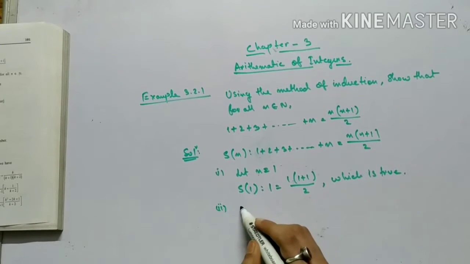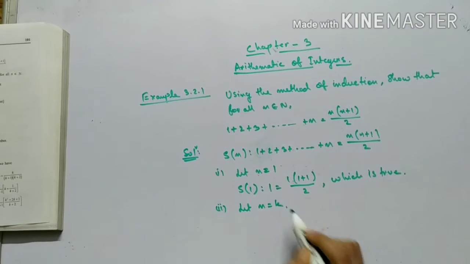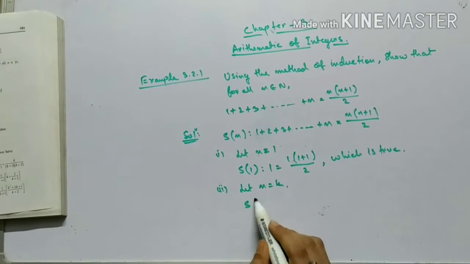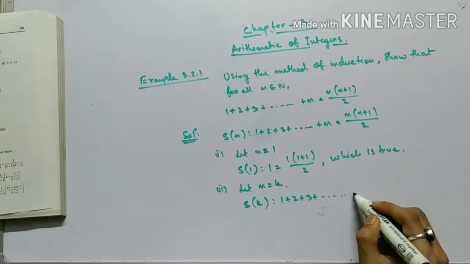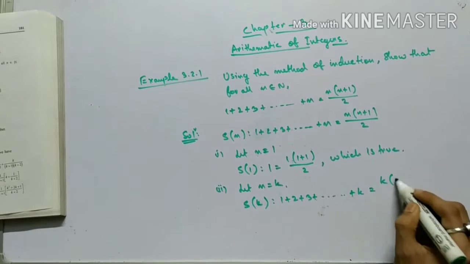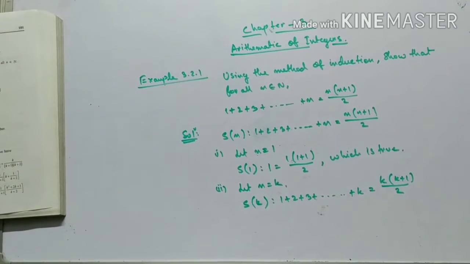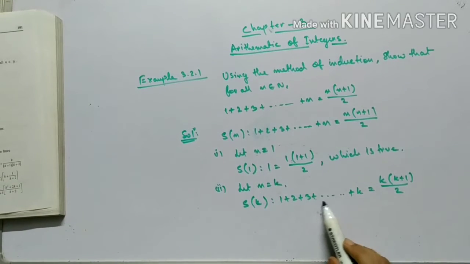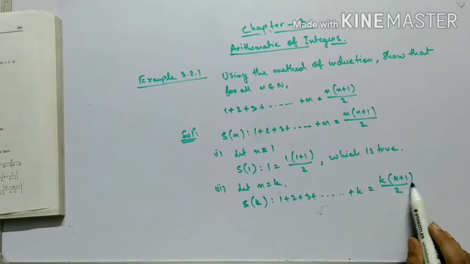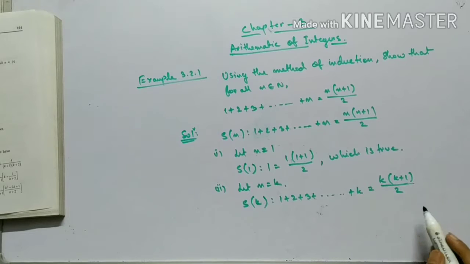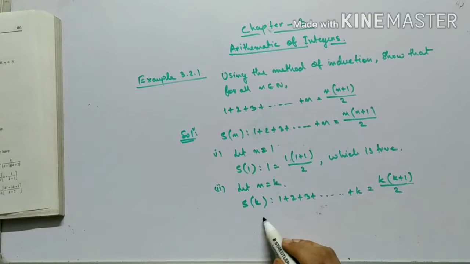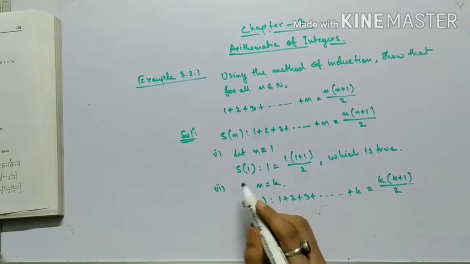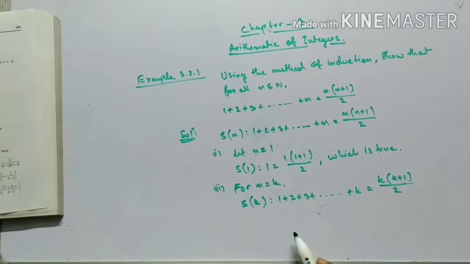Now I will take n value k. Okay, let n is equal to k. So Sk such that 1 plus 2 plus 3 plus dot dot dot plus k is equal to k into k plus 1 by 2 I will get. When I give n value k, then I will get this one. Understand? This one I will take for n is equal to k.